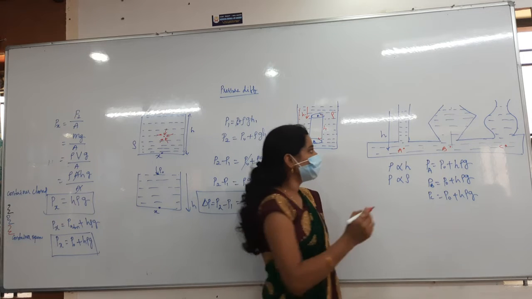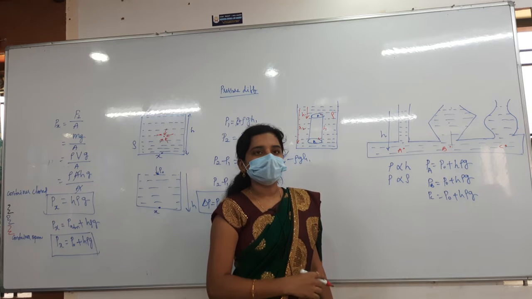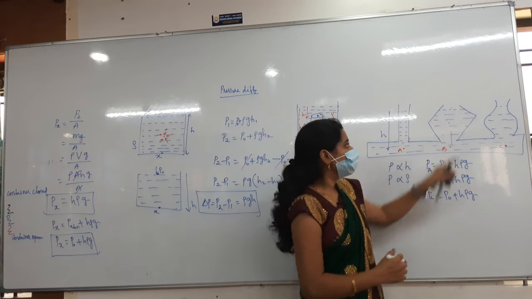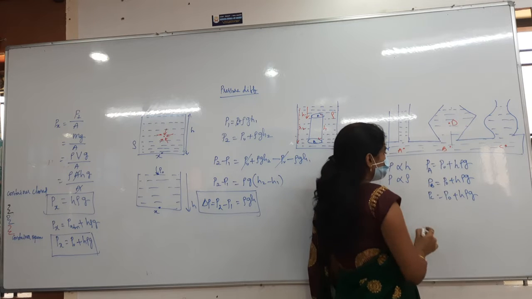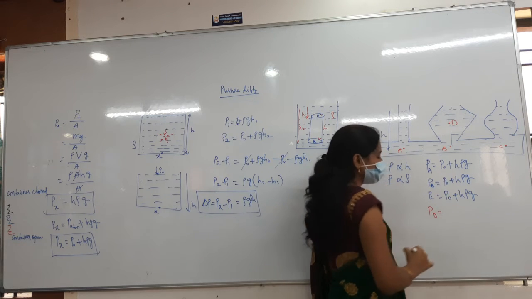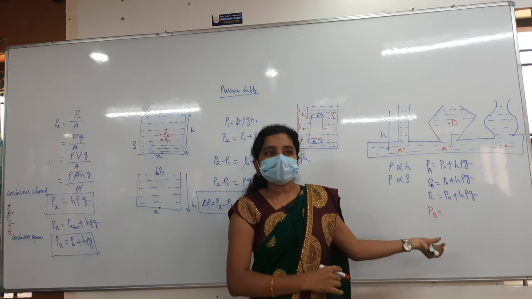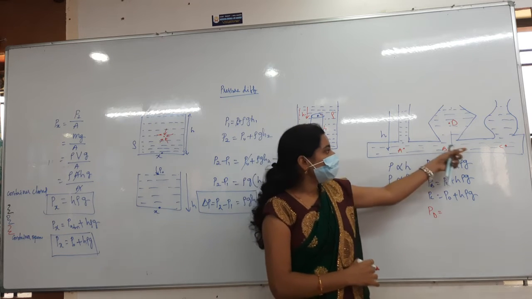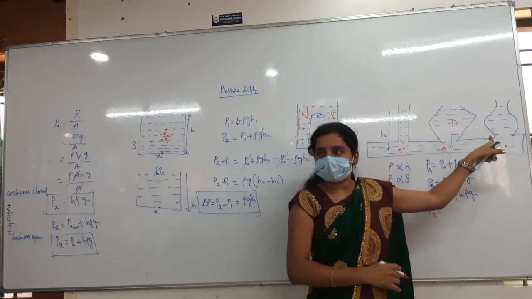So if I consider this point here, let me take point D. Now tell me, point D: same pressure or different pressure? Different pressure. Why? Because here the height is not the same. A, B, C are at the same level, so only I got the same pressure.